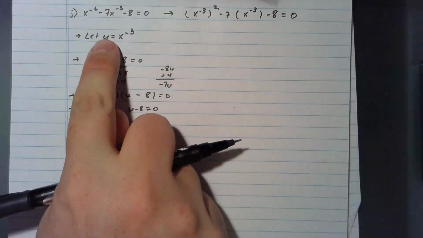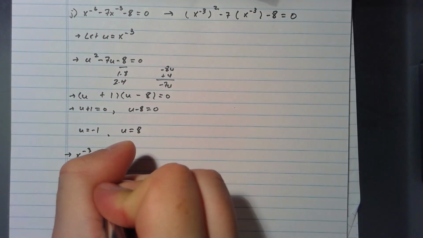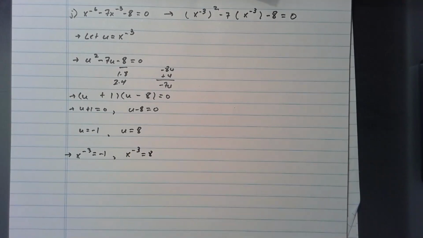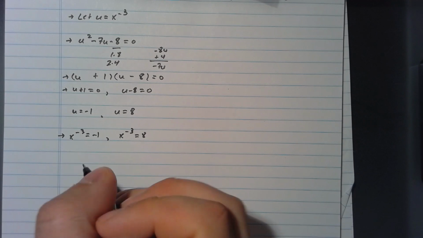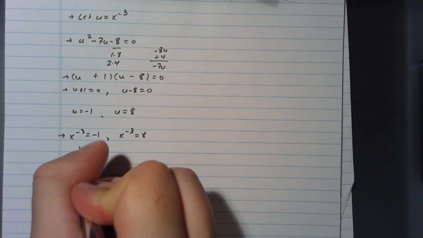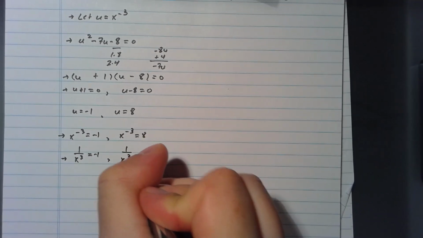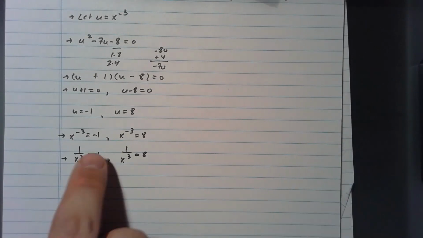But I got to replace u with x to the negative third power. So how do I solve that equation? Well, whenever you have a negative power, that just means you take the reciprocal. You could write it like this, right? That's a property of exponents that you learned in Math 105. When you have a negative power, you can just make the reciprocal and make it positive.